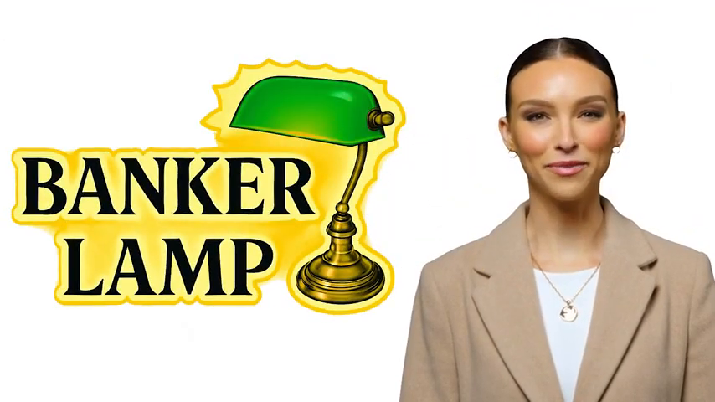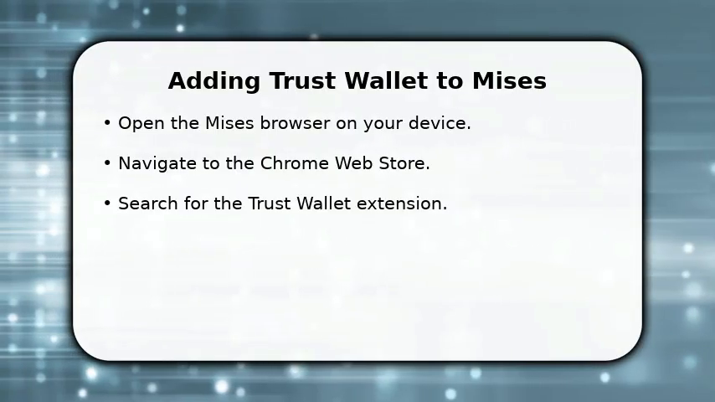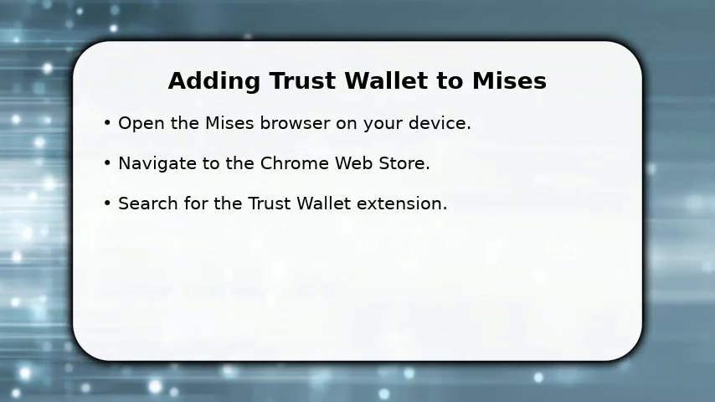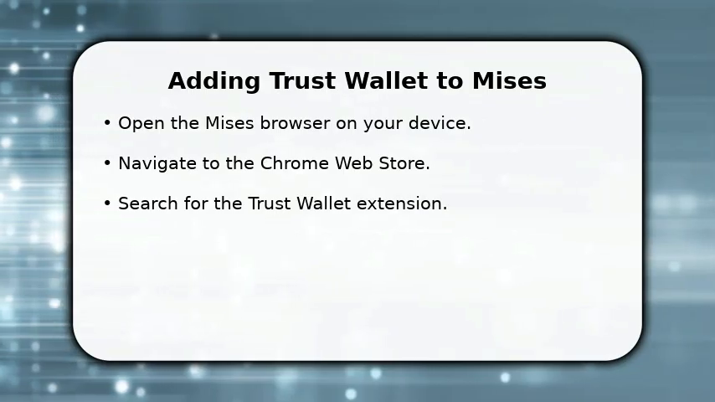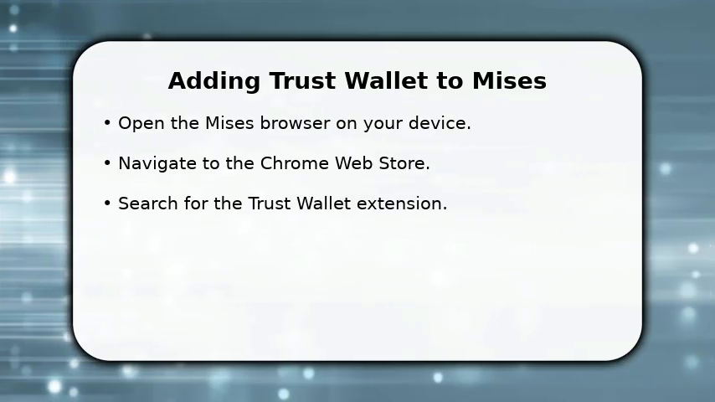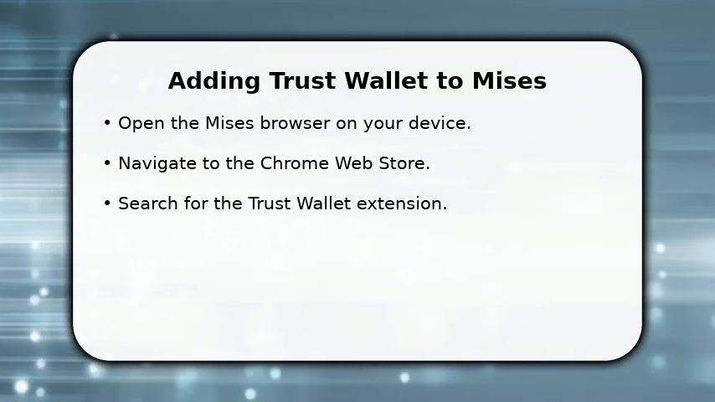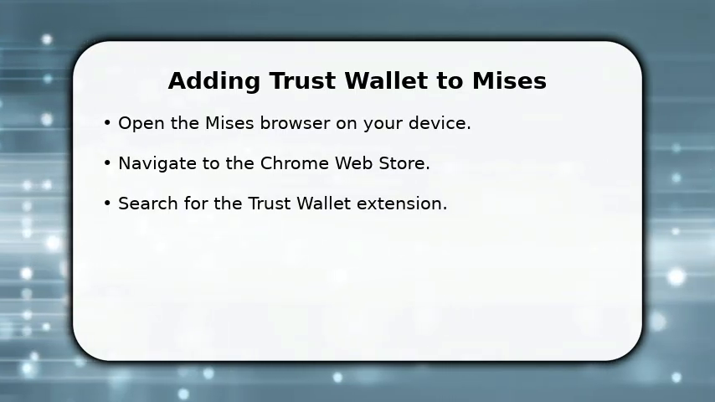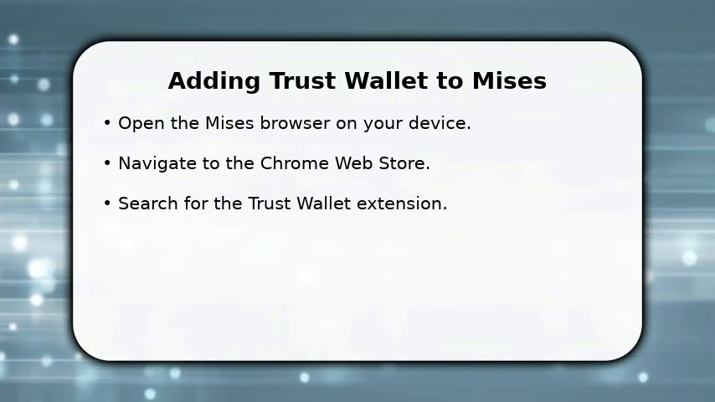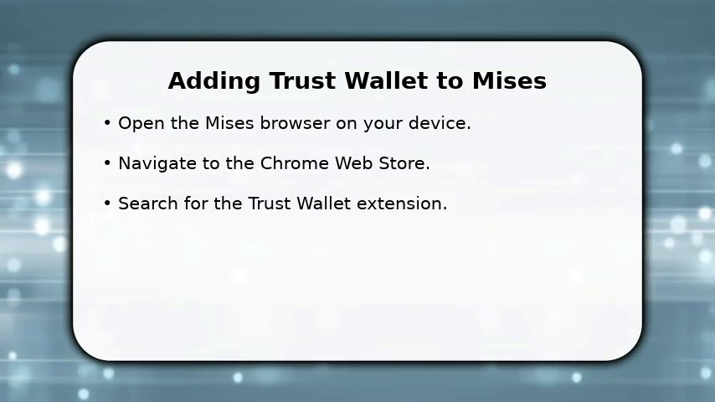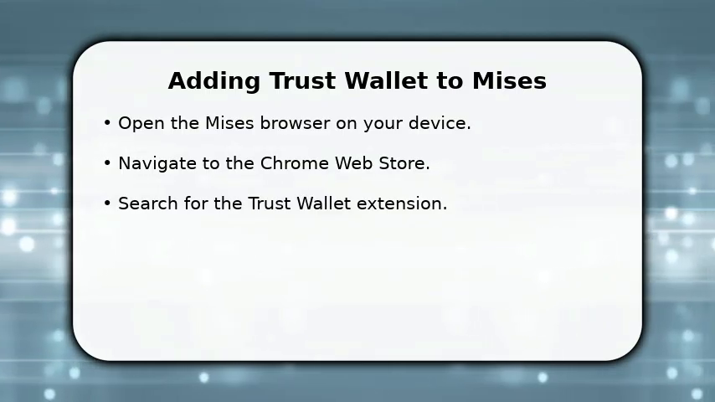Please enjoy the video. In this video, I will show you how to add the Trust Wallet extension to the Maciz browser. First, launch the Maciz browser application on your mobile device or computer. Once open, proceed to the Chrome Web Store, which is accessible directly through the browser. Use the search bar within the store to find the official Trust Wallet extension. This ensures you download the correct and secure version for your Maciz browser setup.